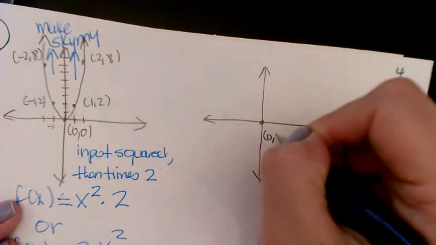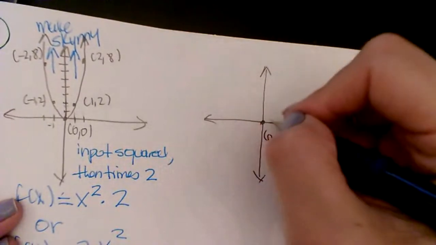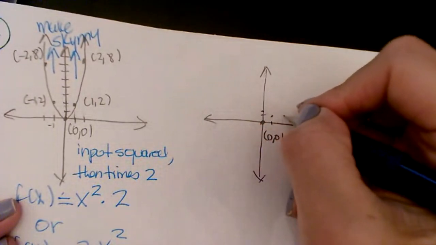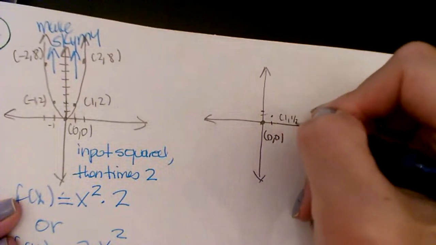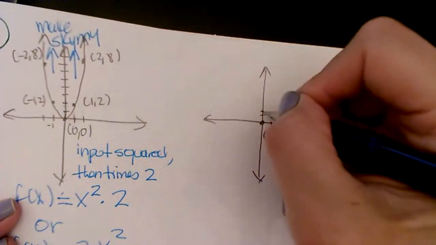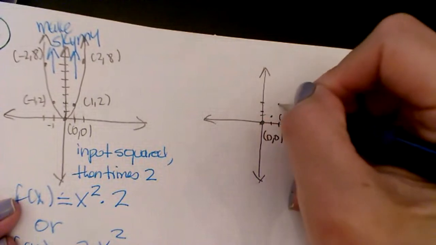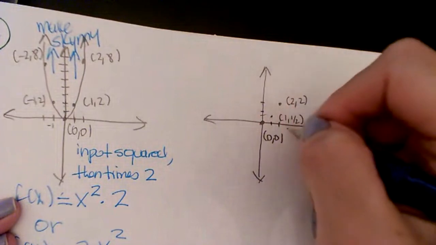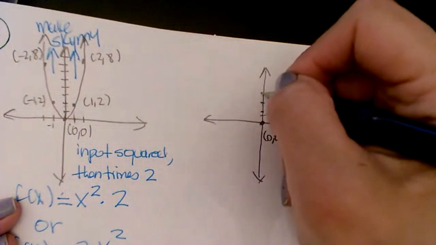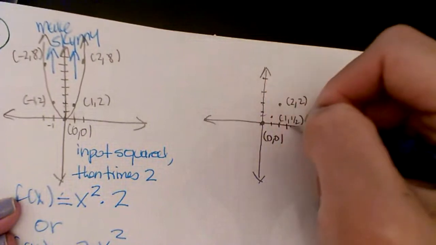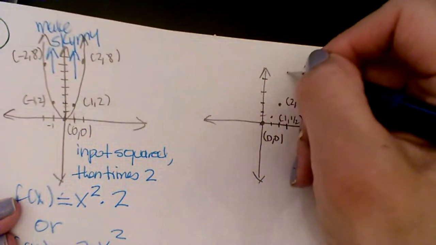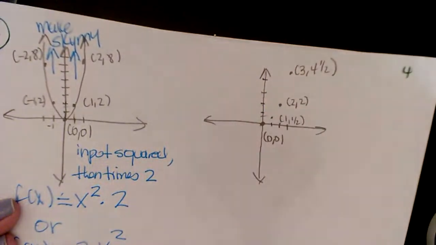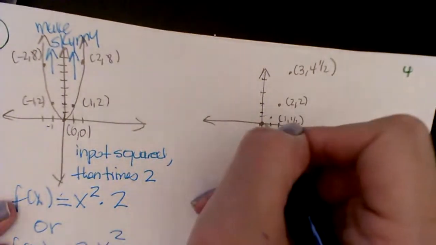So we have 0, 0. We have 1, and this is half. The next one is going to be 2. We have 2. And the next one is going to be 3. This is 3 and this is 4. And it's going to be 3, 4.5. So let's move it up here. 3, 4.5. All right.